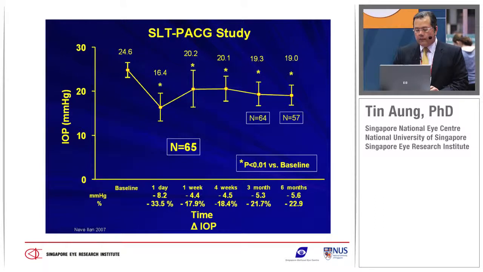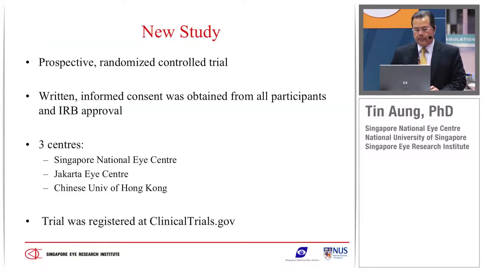In this preliminary study, they found that SLT could reduce the IOP from a mean of 24 to a mean of 19 millimeters of mercury after 6 months. This was quite a significant drop in IOP, although the medications remained the same.